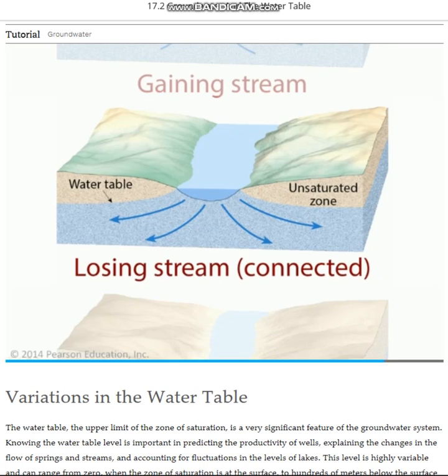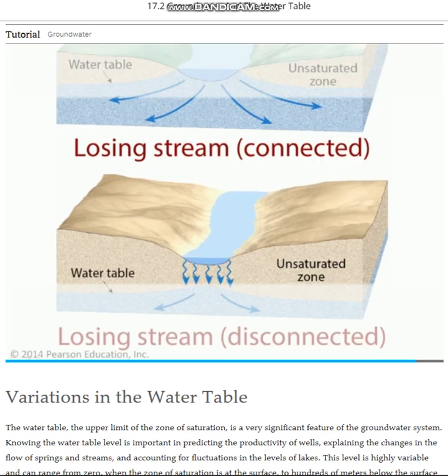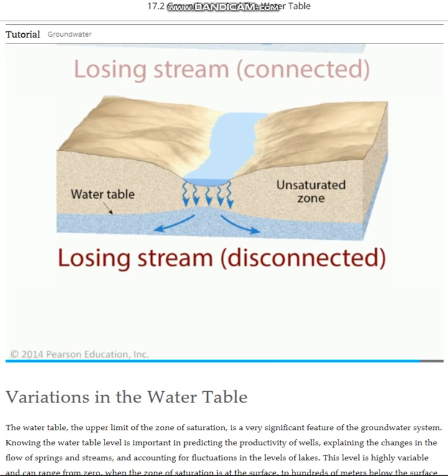Another possibility is the opposite of that. This is called a losing stream. In losing streams, there's more precipitation up on the land, but the water table is at significant depth below the surface, so water basically leaks out of the bottom of the stream. And that's an example where it's connected to the groundwater. Here's an example where it is disconnected, where it actually is sort of free falling through the unsaturated zone before it hits the water table and then spreads out into the saturated zone.